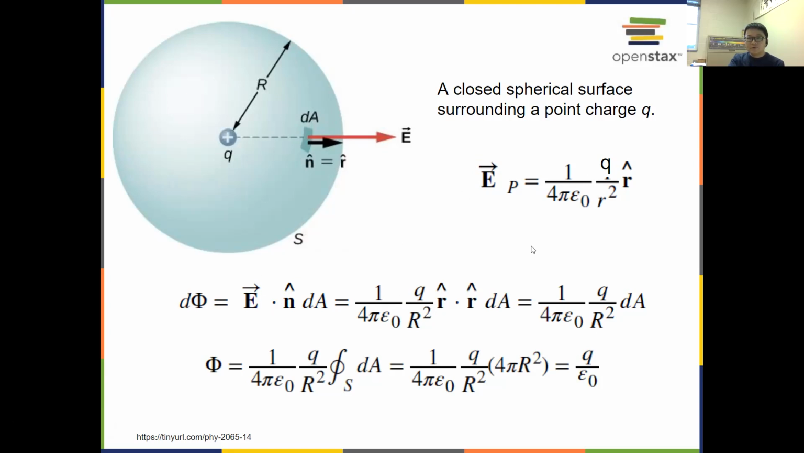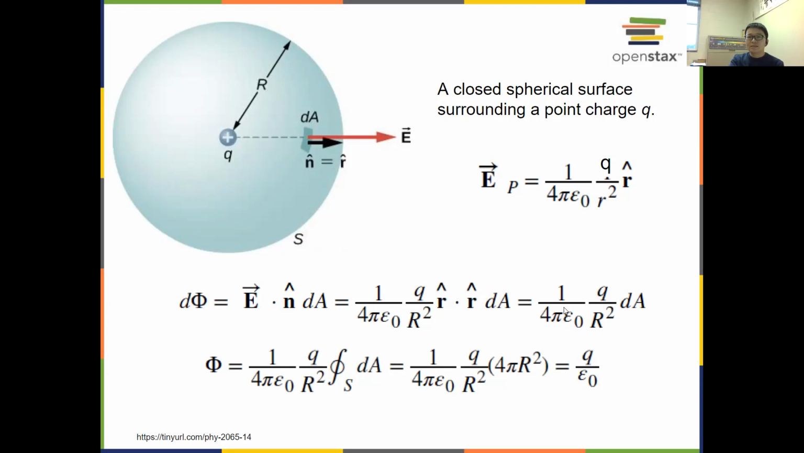You plug E in here, where small r becomes capital R because the distance is capital R. The normal direction unit vector is the radial direction r hat, times dA. The electric field is in the same direction as the normal direction of the surface, so these two unit vectors dotted together give 1. So you have 1 over 4 pi epsilon naught, Q over R squared, dA. Integrating through the whole surface gives you the net flux.